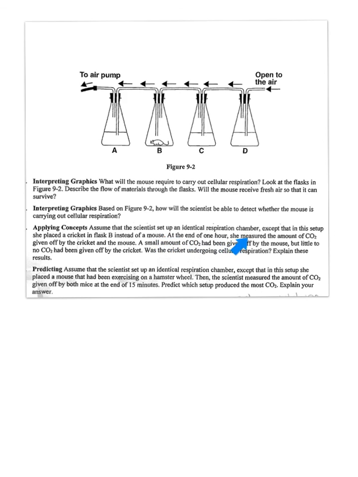So at the end of an hour, she measured the CO2 given off by the cricket and the mouse: a small amount of CO2 had been given off by the mouse, but little to no CO2 given off by the cricket. Was the cricket undergoing cellular respiration? Explain these results. Yes, it was. If it's alive, it's doing cellular respiration. It's an animal, so for sure it's doing cellular respiration. Why is this system not picking it up? Because the system is not sensitive enough.